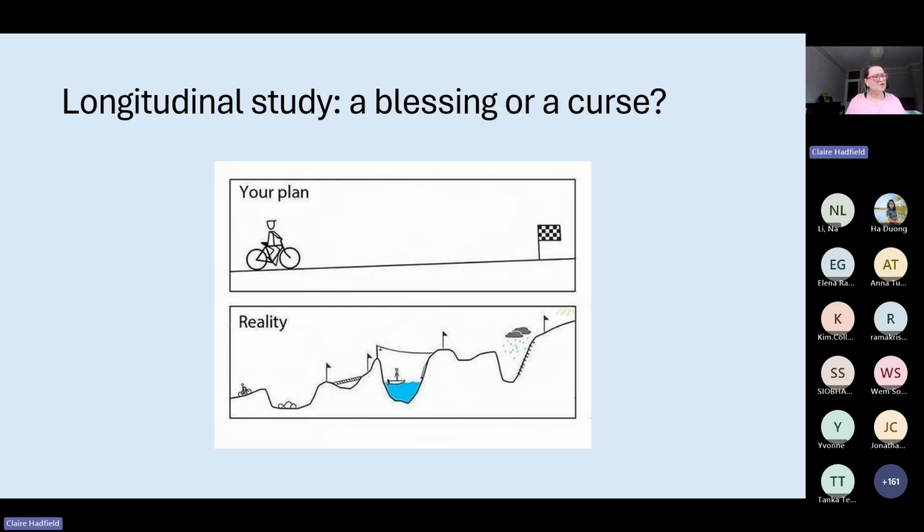Okay, so longitudinal study. I'm sure some of you have seen this graphic before. We start off very confident. It's like, this is what I'm going to do. These are my questions. And that almost takes for granted that nothing else is going to change. Nothing else around us is going to change, but obviously lots of things do.